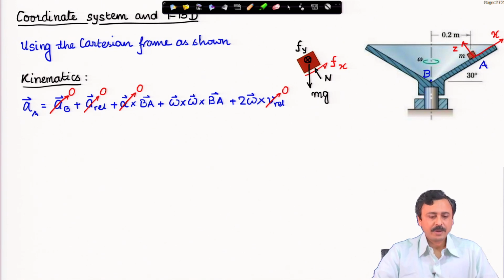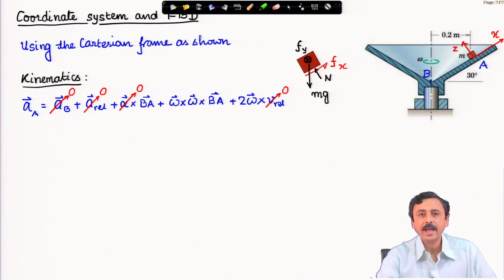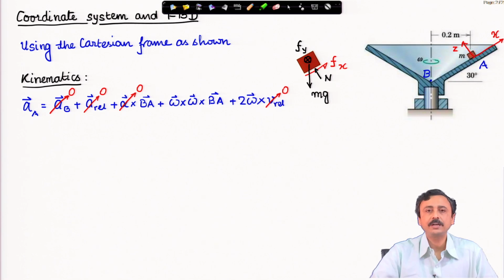Then we look at the kinematics. Acceleration of this block, which I call A, I am expressing in terms of acceleration of this point B, which is on the axis of rotation. As you can see on the figure, I have marked it. An observer at B then notices the acceleration of block A and writes: acceleration of block A is acceleration of the observer plus A rel plus alpha cross BA plus omega cross omega cross BA plus 2 omega cross V rel. Now, this is our most general expression of acceleration.